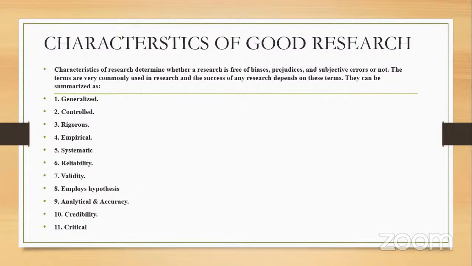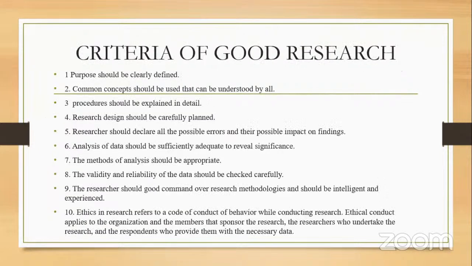These are a few points. Because of time constraints we cannot discuss them in detail, but we have to keep these things in mind so that we can produce good research. It should be generalized, controlled and rigorous, empirical and systematic, and reliable. Reliability is very important. Validity and employing hypothesis; hypothesis is also important because it is an important element of research. Analytical analysis, credibility and critical evaluation are also important.